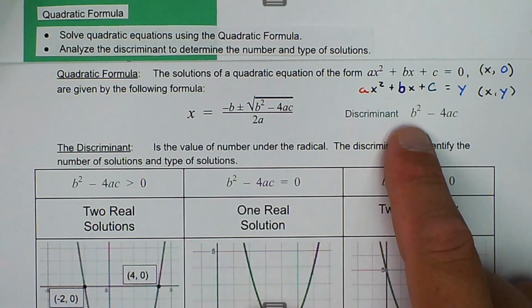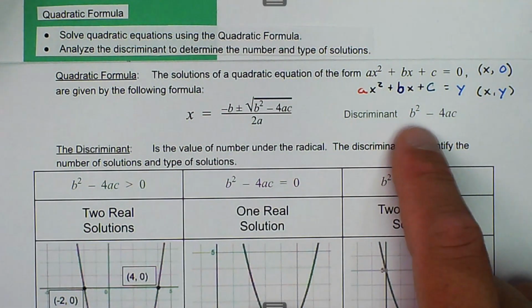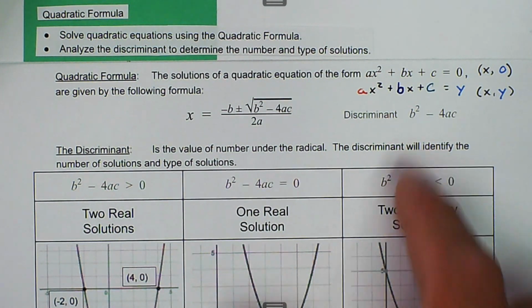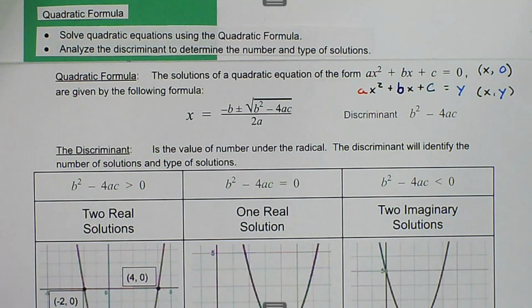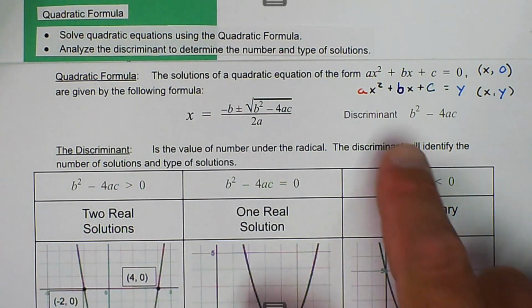The discriminant is the part under the radical, which is b squared minus 4ac. The discriminant is the value of the number under the radical. The discriminant will identify the number of solutions and type of solutions.